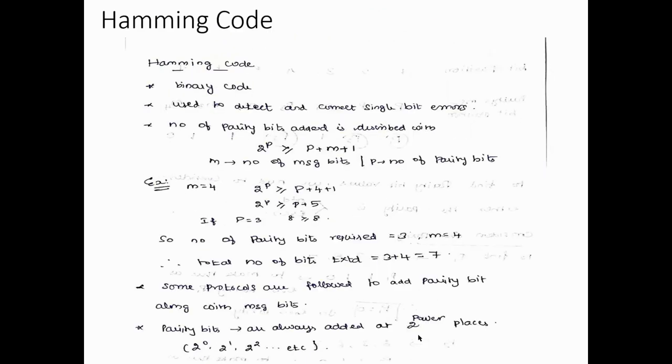First I am writing the bit positions in the first row, 1, 2, 3, 4, 5, 6, 7, because we are going to transmit 7 bits, 3 parity bits and 4 message bits. Next, as per the 2 power order, the 3 parity bits can be added at the 2 power 0 place, 2 power 1 place and 2 power 2 place. 2 power 0 is 1, so at the first place I am adding the parity bit 1, denoted as P1.